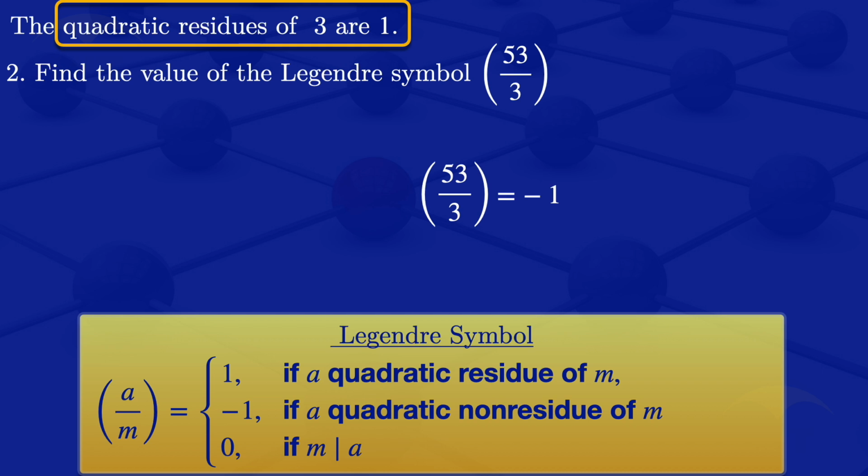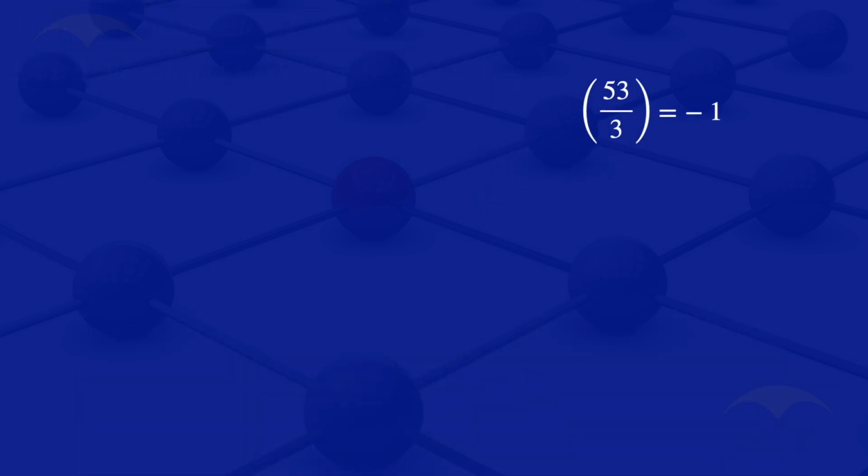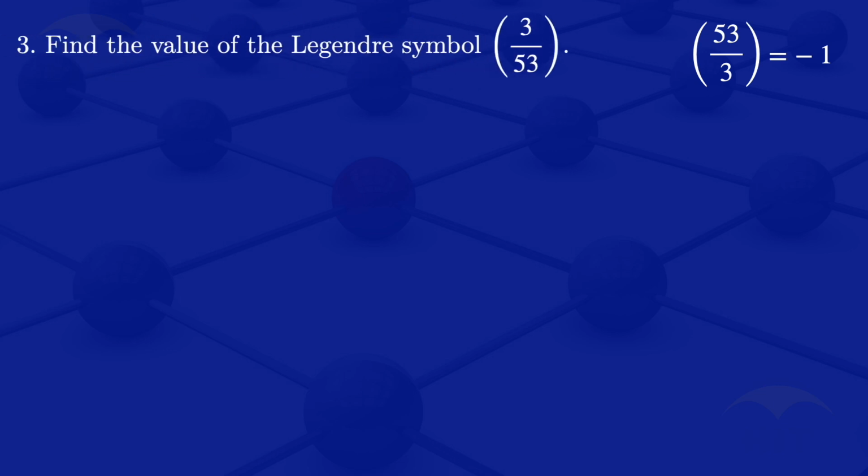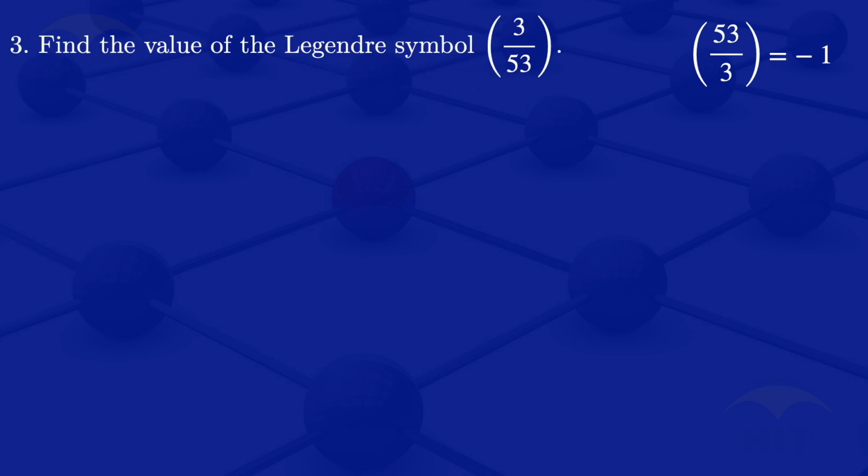quadratic residue of 3. I now move on to the third question, finding the value of the Legendre symbol 3 over 53. In this case, our m is now 53. If we were to use the previous method we used when finding the Legendre symbol of this one here, we would be looking at the floor value of 53 over 2. So we would have to calculate many values of x there.